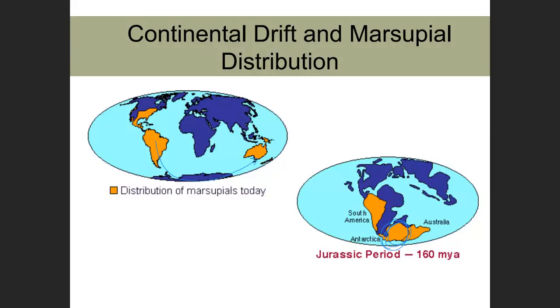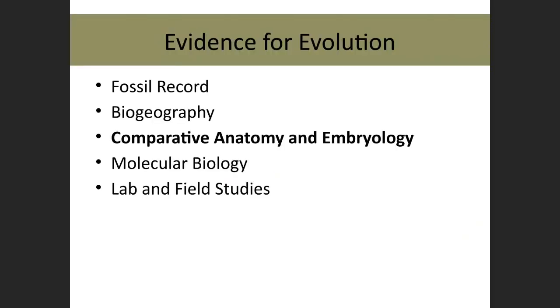Okay, welcome back, everybody. We just finished talking about biogeography as evidence for evolution, and we're just going to now finish off this chapter and work through our last few pieces of evidence. The next one we're going to talk about is comparing anatomy between organisms and also looking at embryos of different organisms and comparing those.